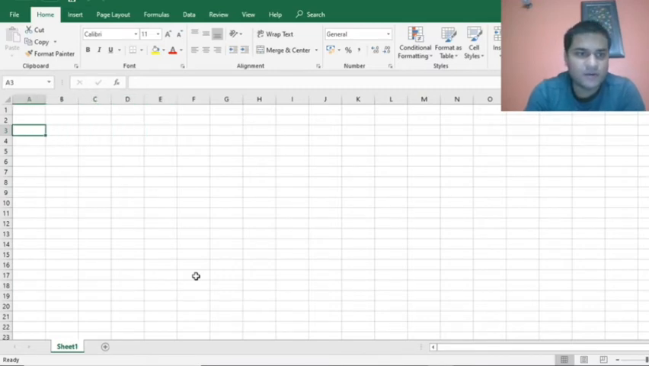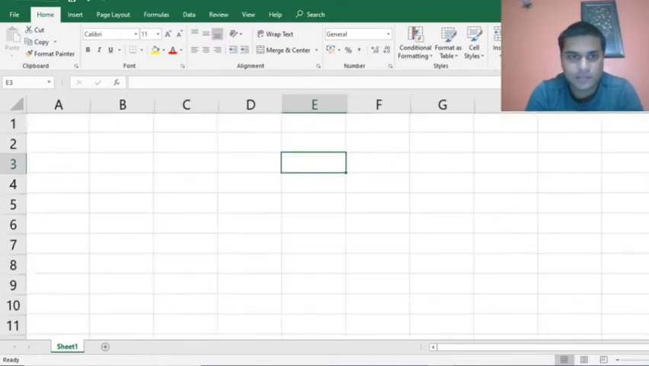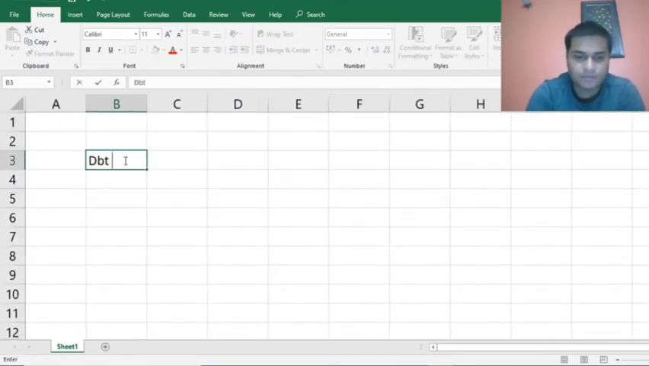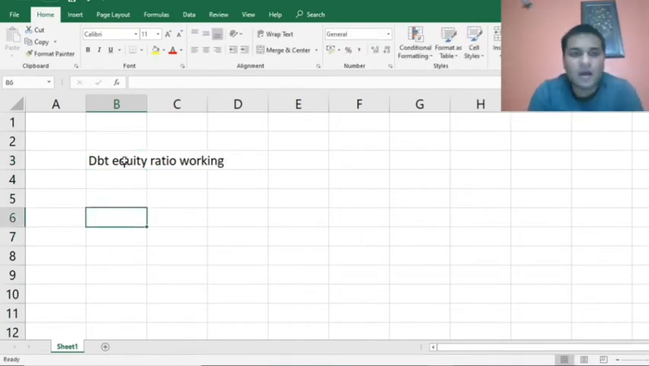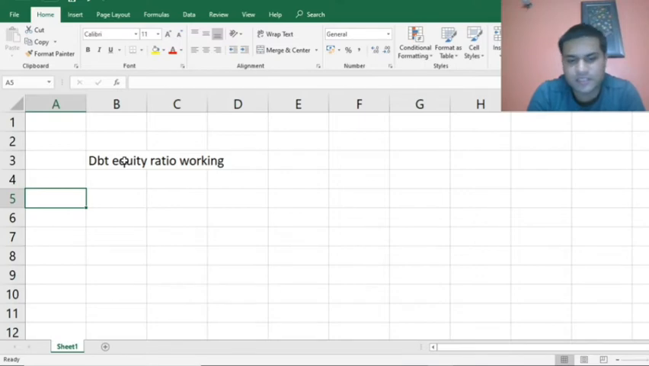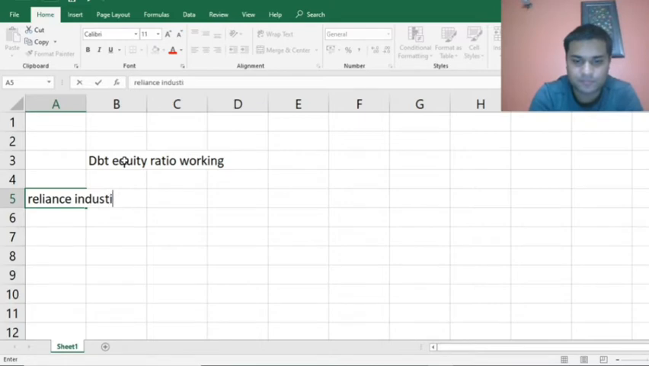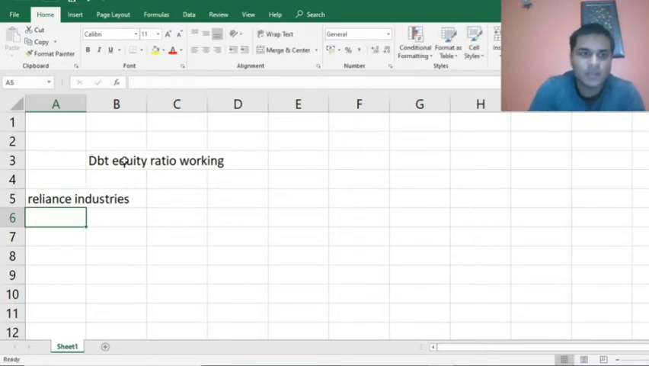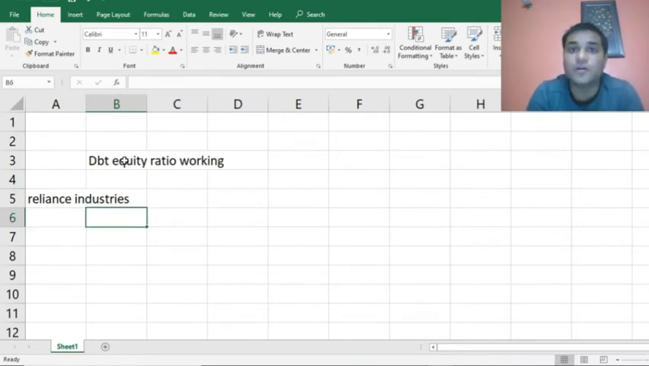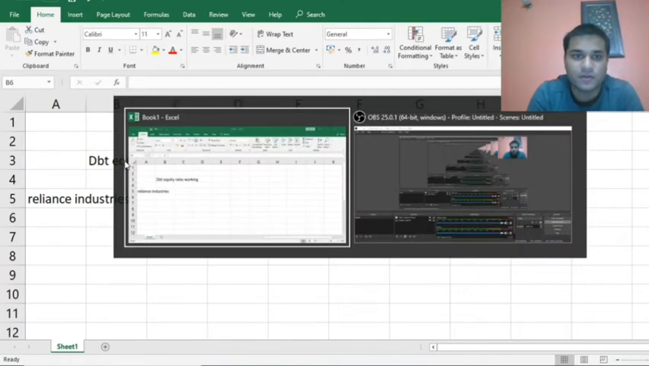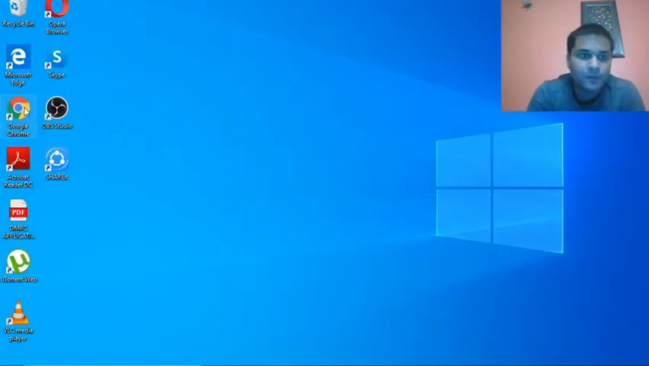So let's take an example. I'll just write here, debt equity ratio working. Okay. Now, how do we see that? For the debt equity ratio, let's consider again our favorite company, Reliance Industries. Let's look at what points we need to consider for the denominator and numerator section.